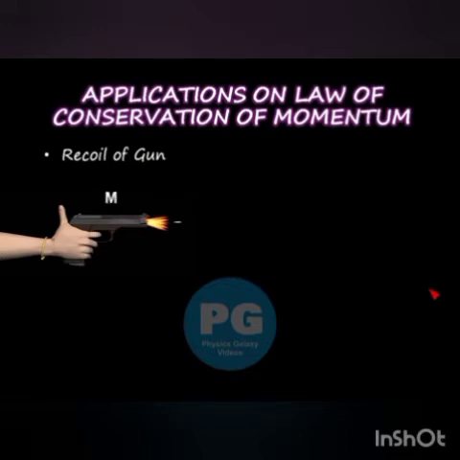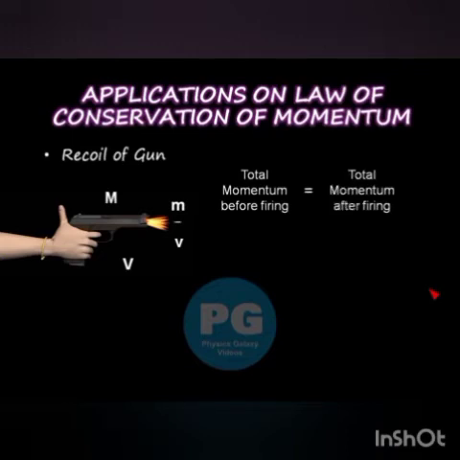Here, the mass of the gun is denoted by capital M, and the mass of the bullet is denoted by small m. As the gun is fired, the bullet moves forward with velocity small v. As a result, the gun recoils back with velocity capital V. Now, according to the law of conservation of momentum, the total momentum before firing is equal to the total momentum after firing, that is, the initial momentum is equal to the final momentum.